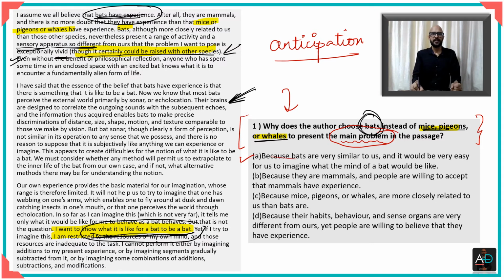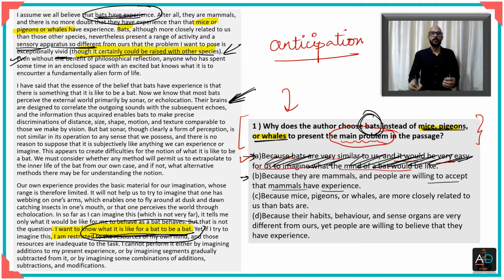It says because bats are very similar to us, and it would be very easy for us to imagine what the state of a mind would be like. You see, he is not saying that it is easy. This is completely wrong. On the contrary, he says that it is very difficult because they are not very similar. Second, let's look at option B. He says because they are mammals and people are willing to accept that mammals have experience.